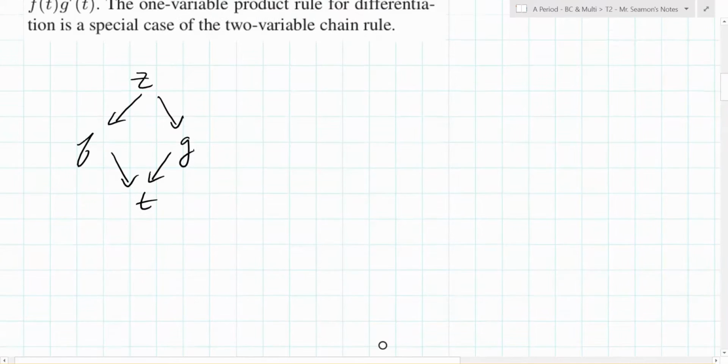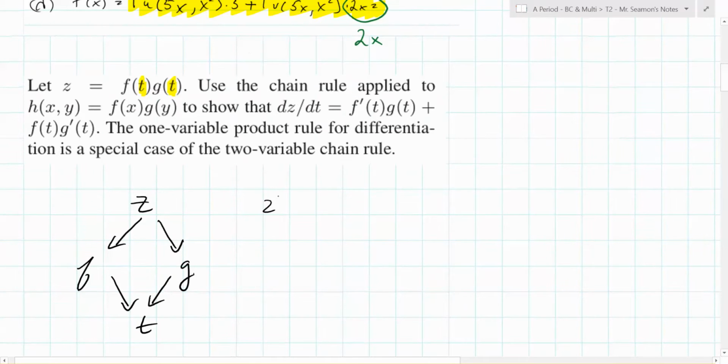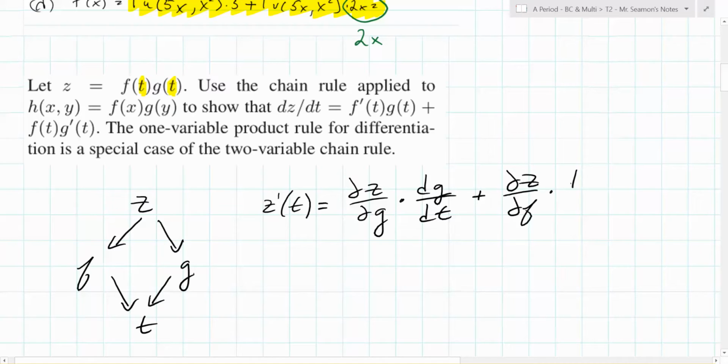So if you want to find z prime in terms of t, what do you have? Partial z, partial g, right? Times what? dg, dt. Why is it d? There's only one path, correct? Then you have partial z, partial f times dz, d what? I gotta write this correctly, man. I gotta wake up. df, dt, exactly.